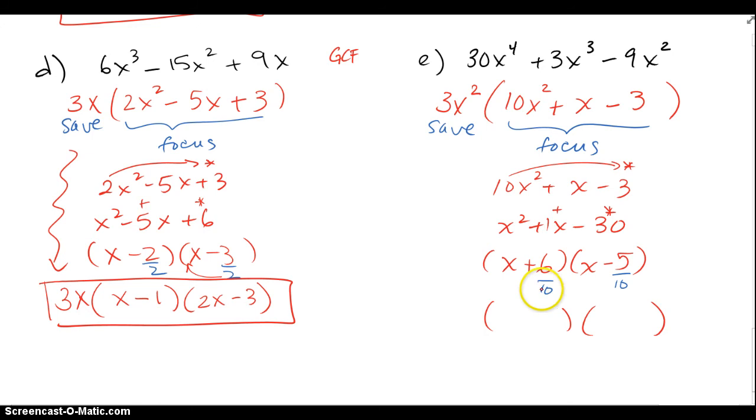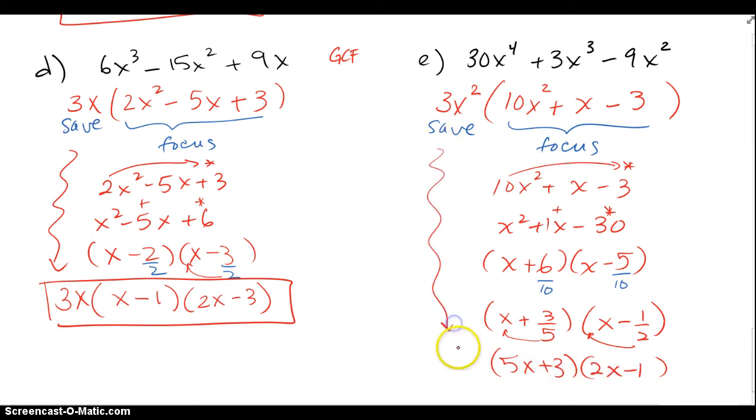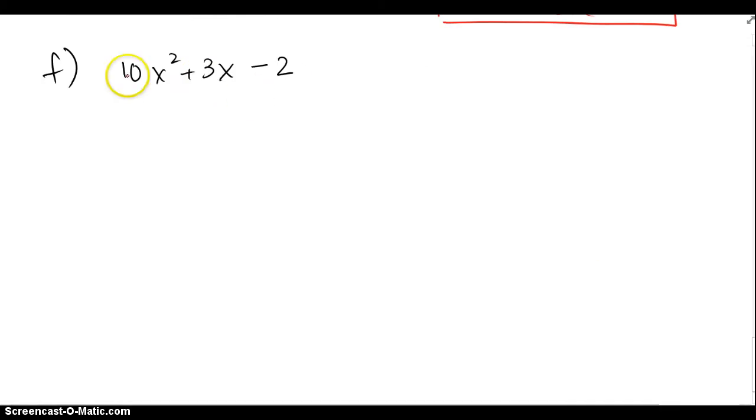These are both divisible by 2, so x plus 3/5 is what I'm going to get. These are both divisible by 5, so x minus 1/2. And then these guys go back up. So I have 5x plus 3, 2x minus 1, and this guy is going to drop back right in the front. And there's our fully factored version of this trinomial. Okay, last one to factor.